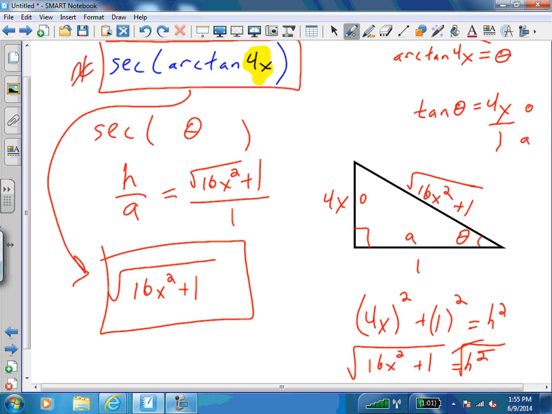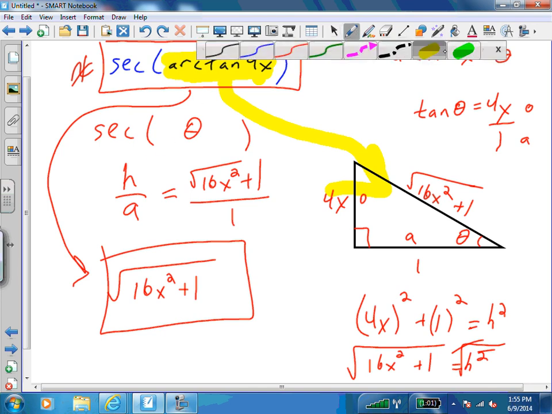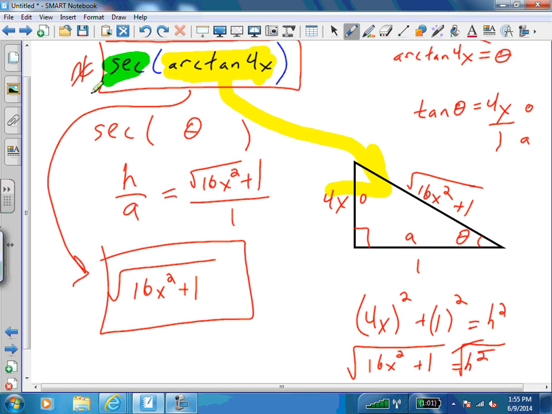So just kind of a quick review. We draw a triangle that sets up that relationship. Once we get a triangle that establishes that relationship, we apply that to our outside function. Our outside function is secant, so we want secant of that relationship. All right, let's do another one of those.